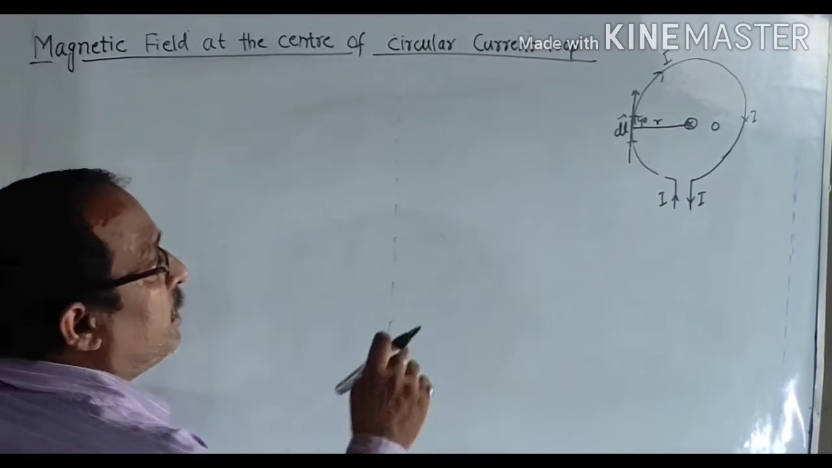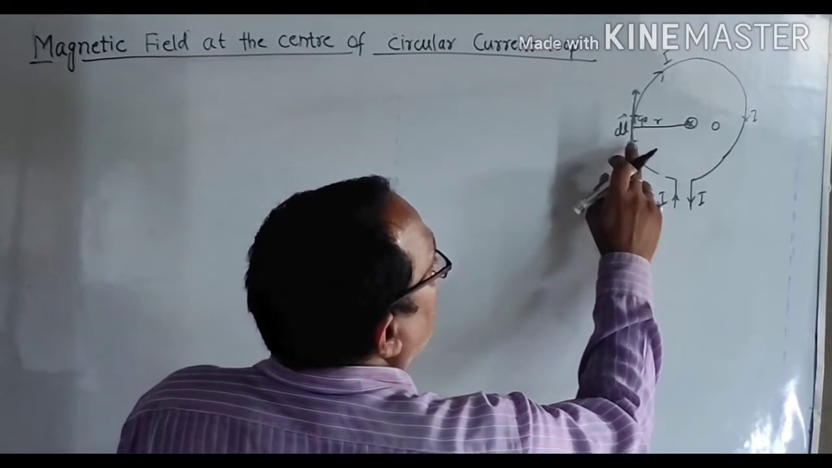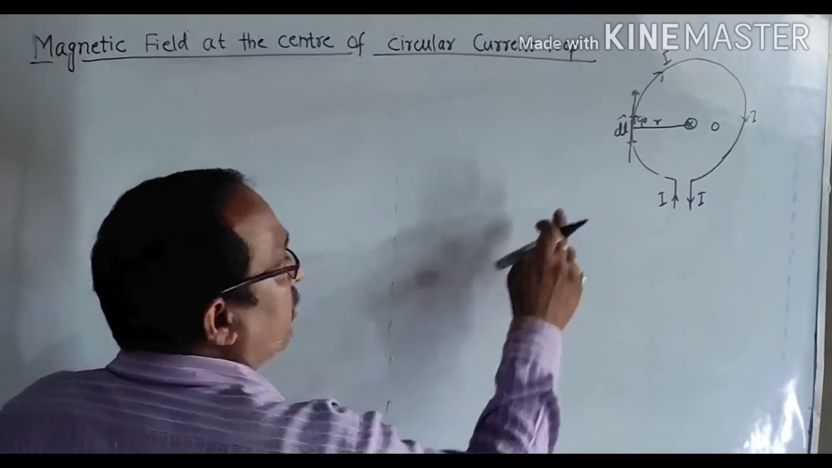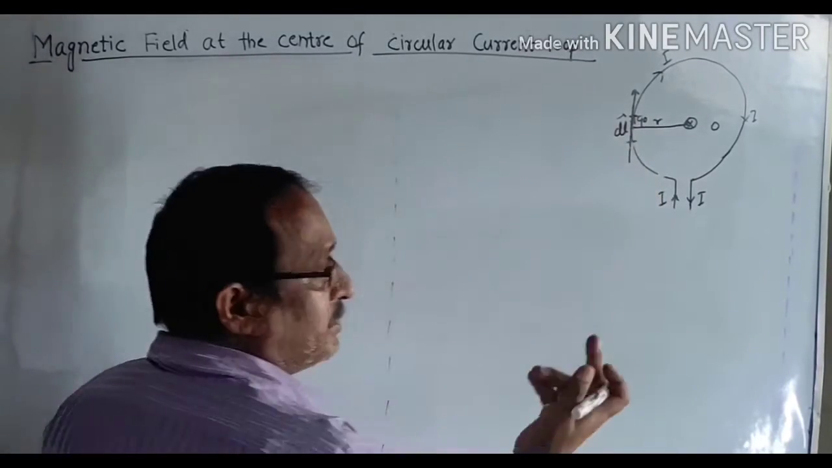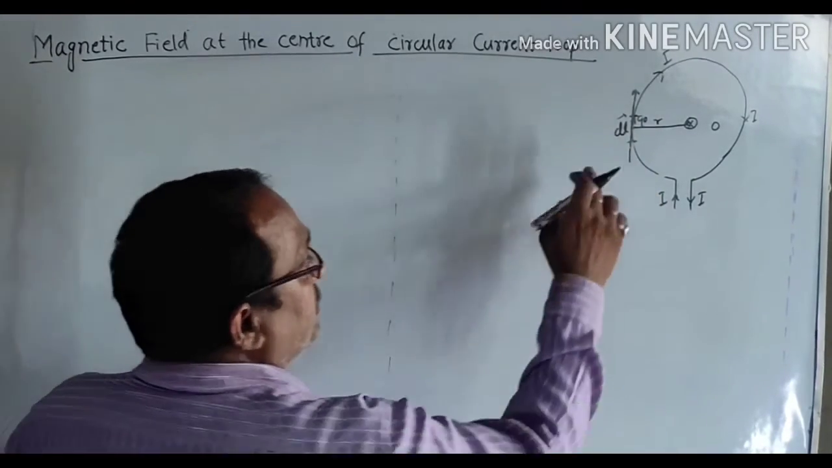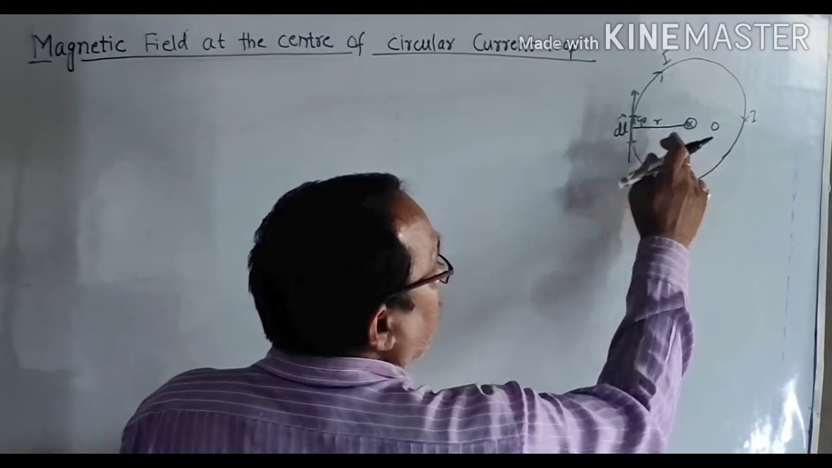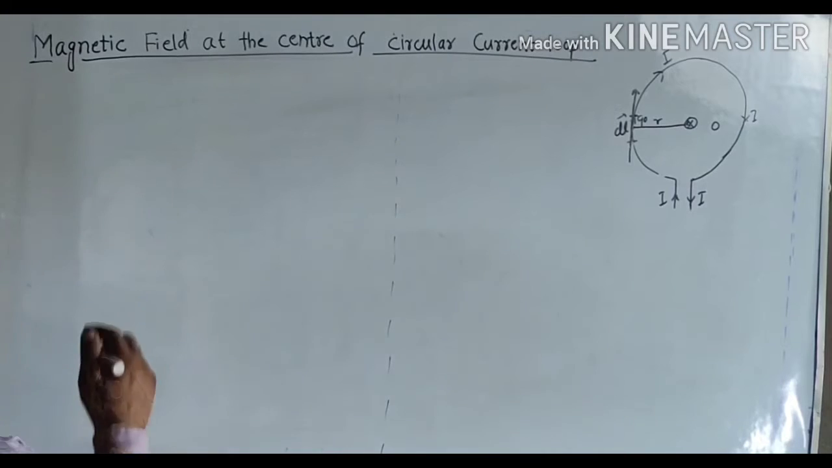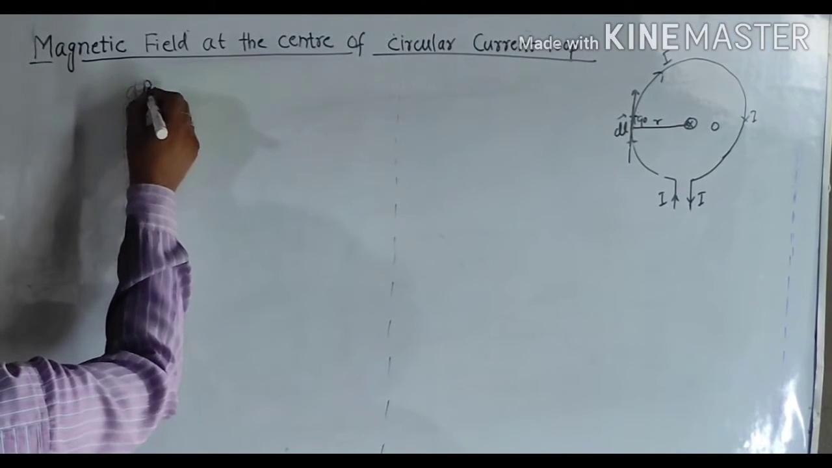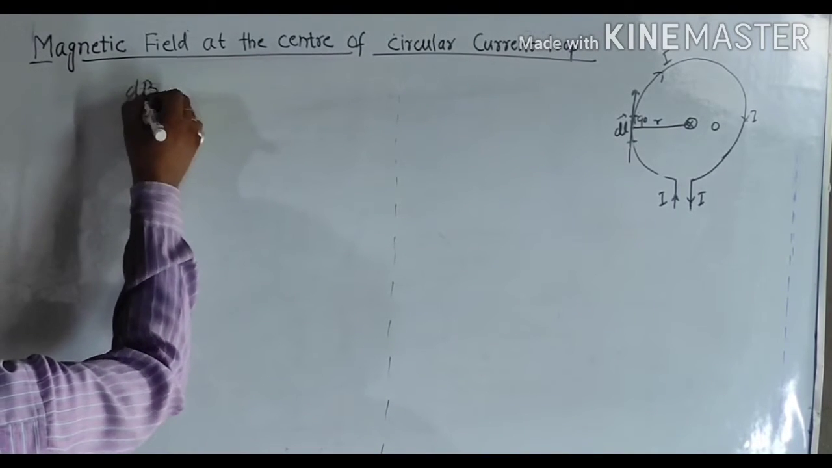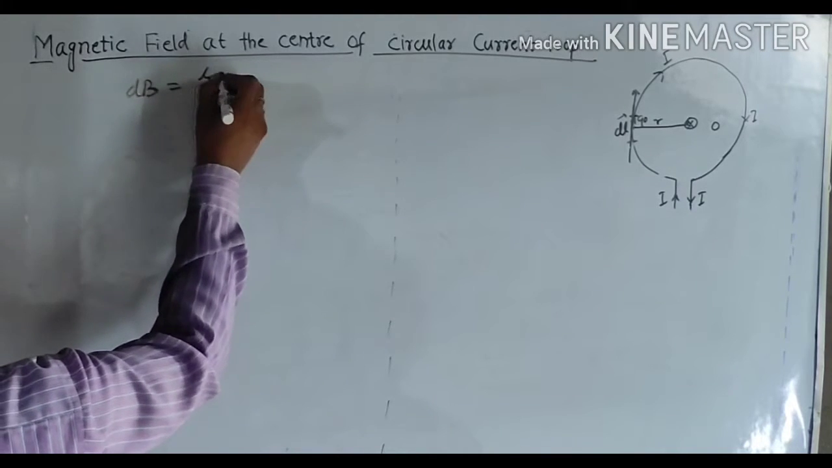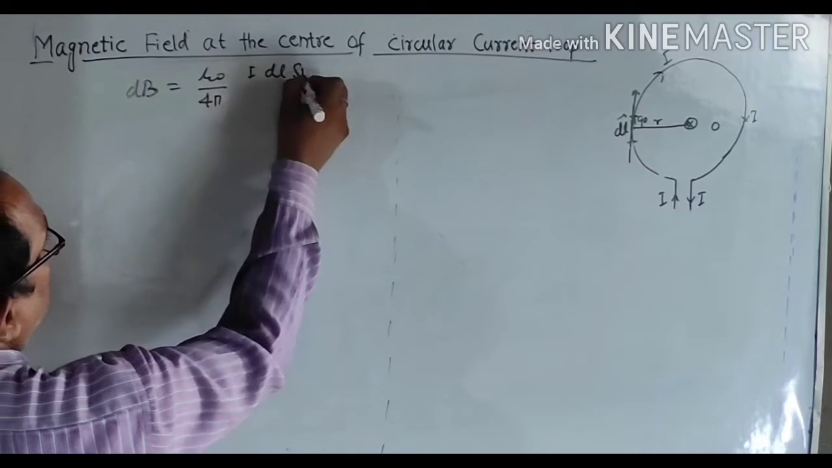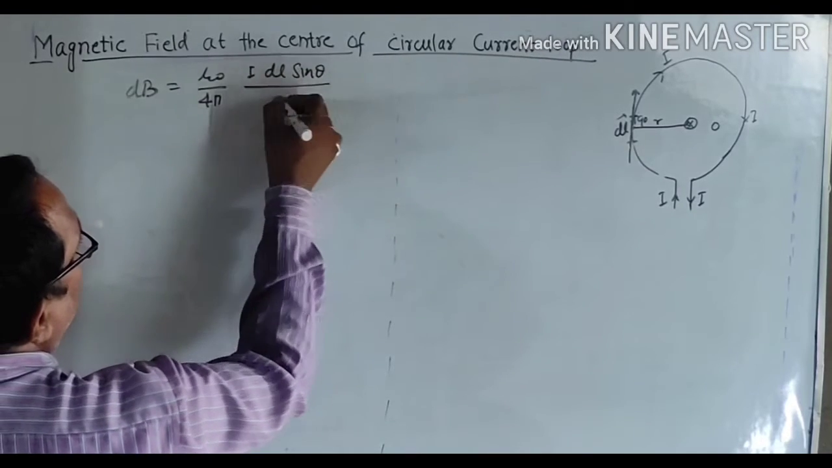For this purpose, we have divided this current loop into small current elements. One of the current elements is shown here. Suppose that is dl. Because of this dl, we want to find out what will be the magnetic field produced at the center. So using the Pathshala law, we can write the strength of the magnetic field produced at the center will be equal to mu naught by 4 pi I dl sin theta by r square.